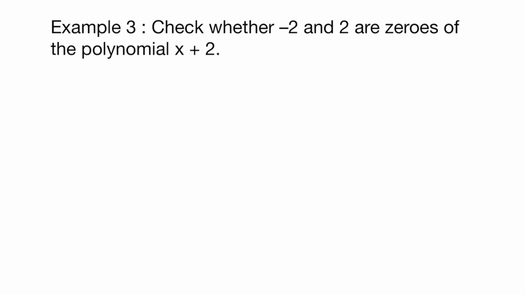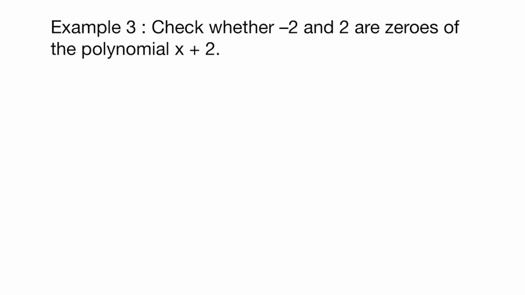Now, in the last video, we have been solving the example problems, and moving on with that, we are going to solve the rest of the example problems in this section. So, those would be example 3, 4 and 5. Let me just start with example 3. I don't want to blabber around. Let me just read the question first. Check whether minus 2 and 2 are zeros of the polynomial x plus 2.